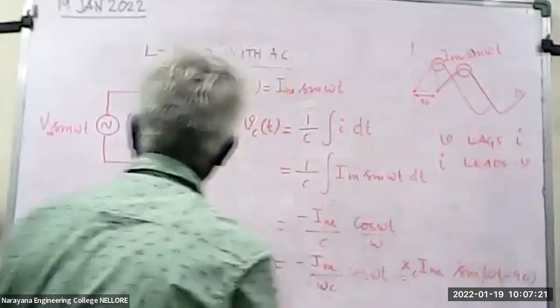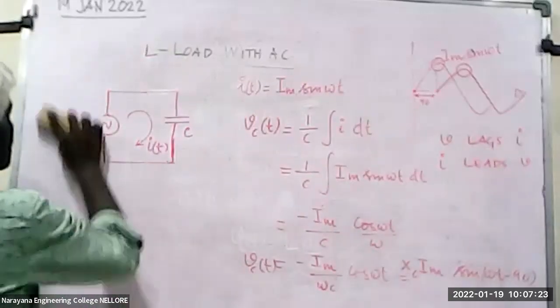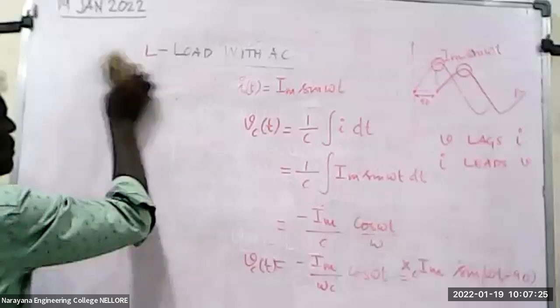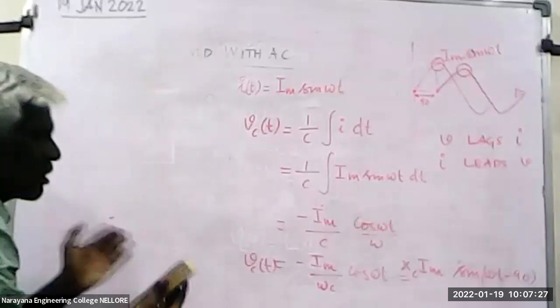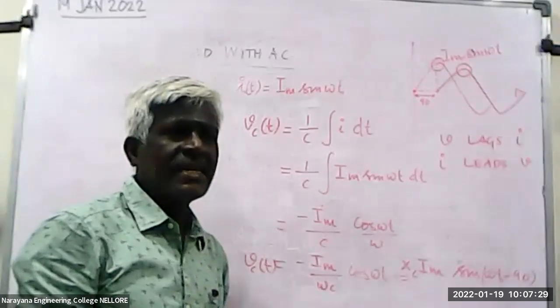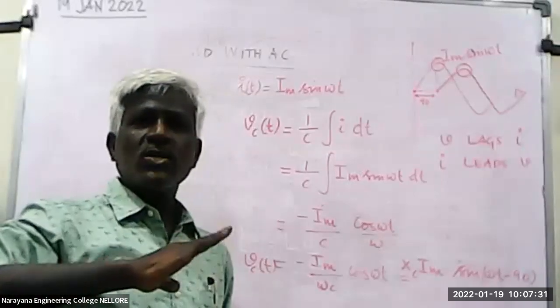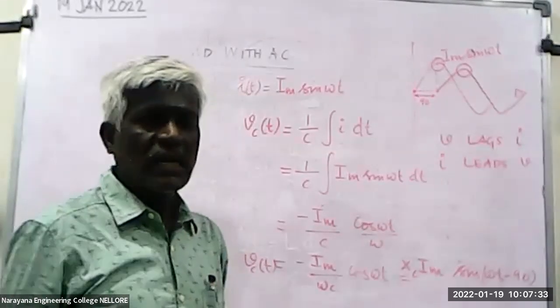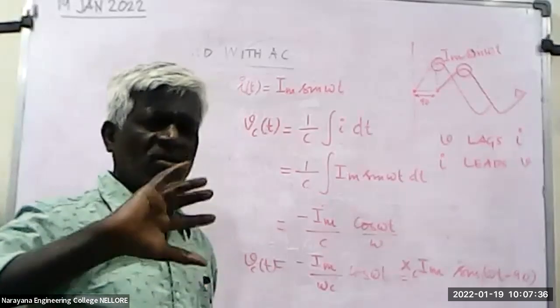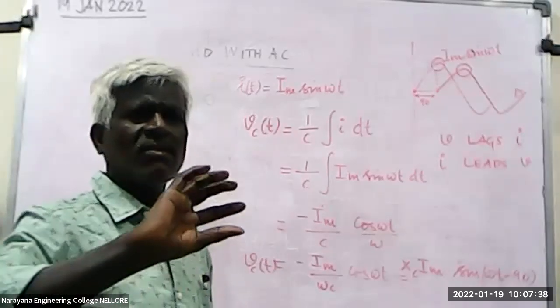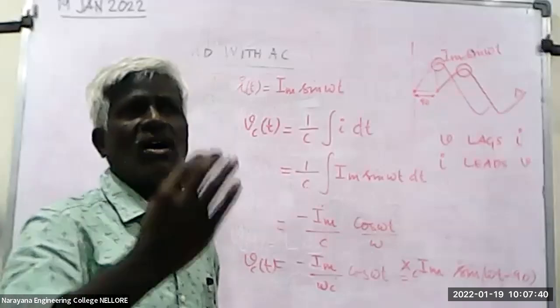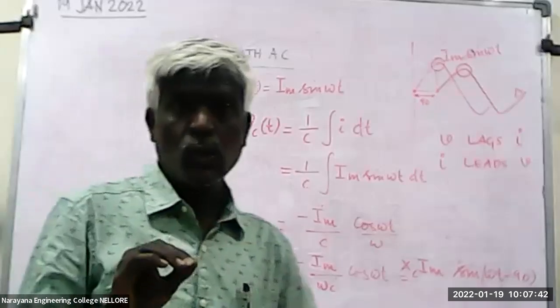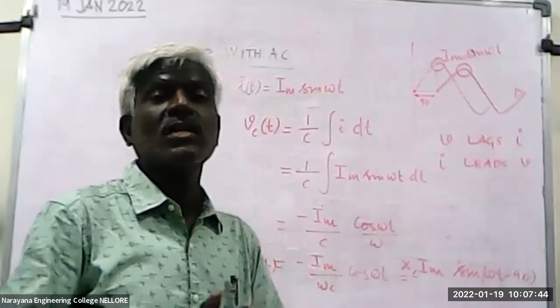Okay. So with this knowledge, we go to the actual topic. As I said, there is no pure inductive, no pure capacitive, and no pure resistive load. There will be a combination of all these three, but something will dominate the others, and then we call it that particular load. As I told, most of the industrial loads are inductive loads.